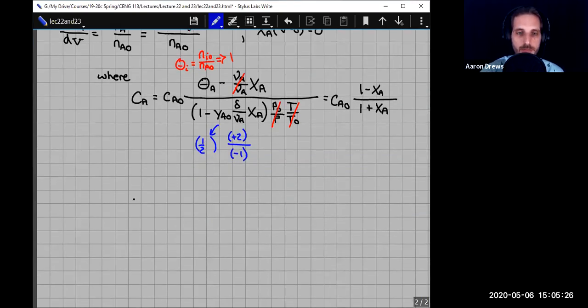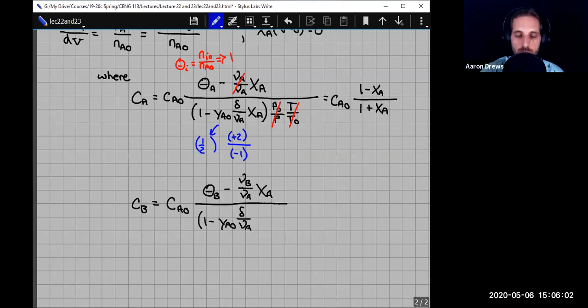We've got to do the same thing for C sub B. So C sub B will be CA zero times, this time it's theta B. That is supposed to be a capital theta. You can judge for yourself, preferably silently, how well I can draw a theta B. Stoichiometric coefficient of B over stoichiometric coefficient of A times XA. And the denominator looks exactly the same as before. So one minus YA zero delta over the stoichiometric coefficient of A times XA, P0 over P, and T over T0. You can also judge, again preferably silently, how bad I may be at making my nu look different from my v, but that's how it goes.